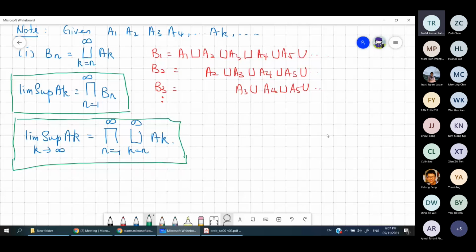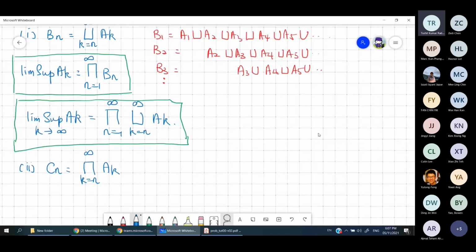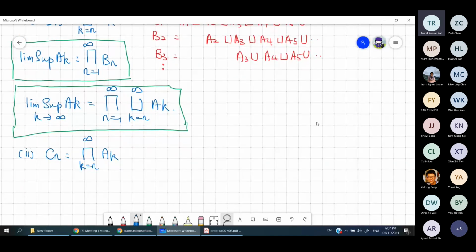So similarly, we can use this to define the so-called limit infimum. To define the limit infimum, we do it similarly. What we can do is construct an increasing sequence of sets Cn. Then using this, we can define our limit infimum of Ak to be the union of all the Cn. So that's the way.